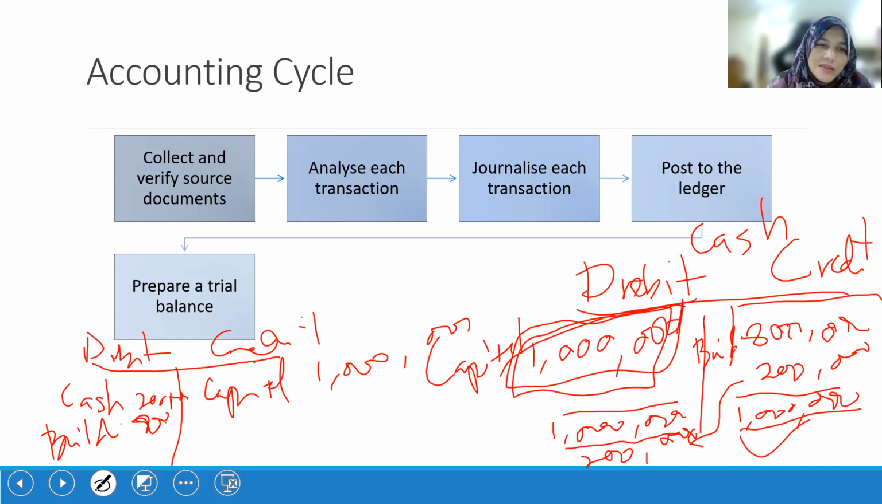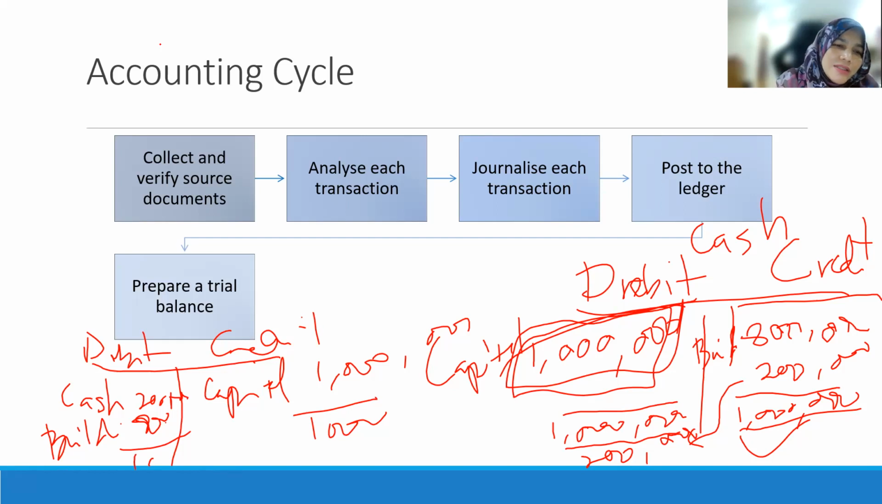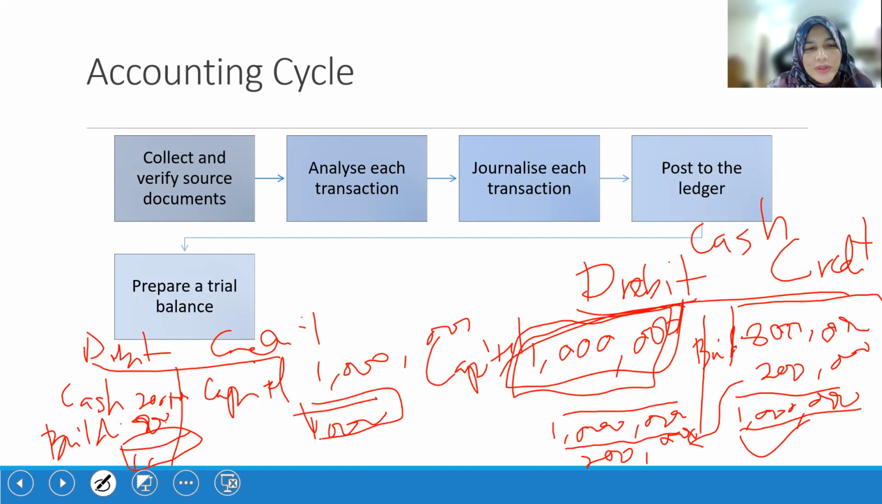Now whether the trial balance is balanced or not, here you can see capital 1,000,000. Here also 200,000 plus 800,000, also 1,000,000, which means it is equal. It is balanced here and here. So when the balance is equal at both debit and credit, it shows that our recording is correct. So the trial balance is to see whether our recording is correct or not. Okay, so let us move to the next one.